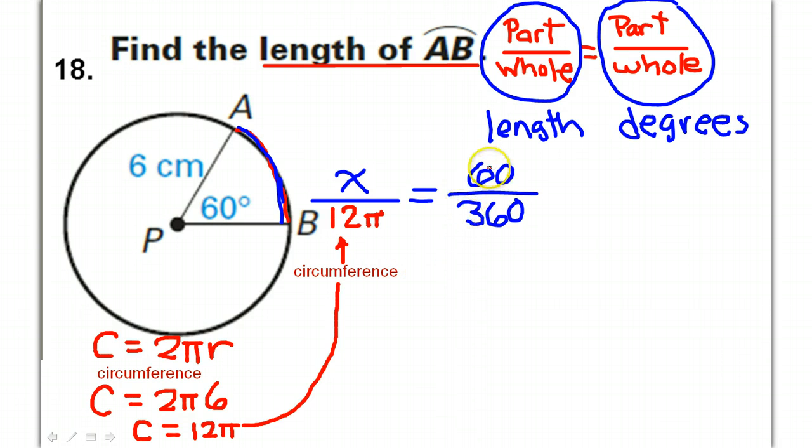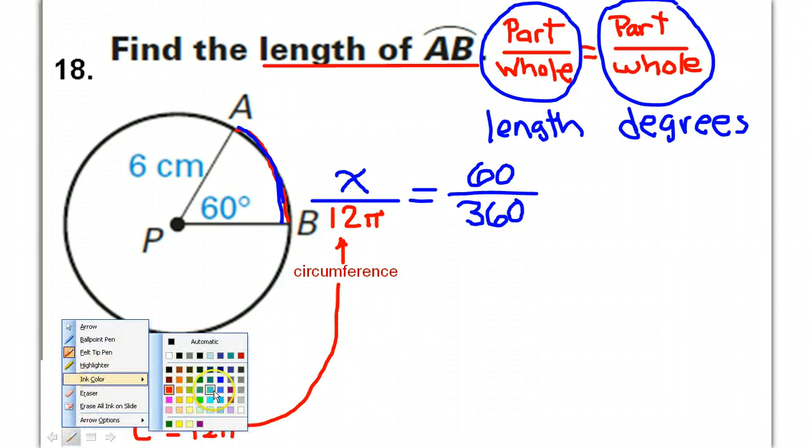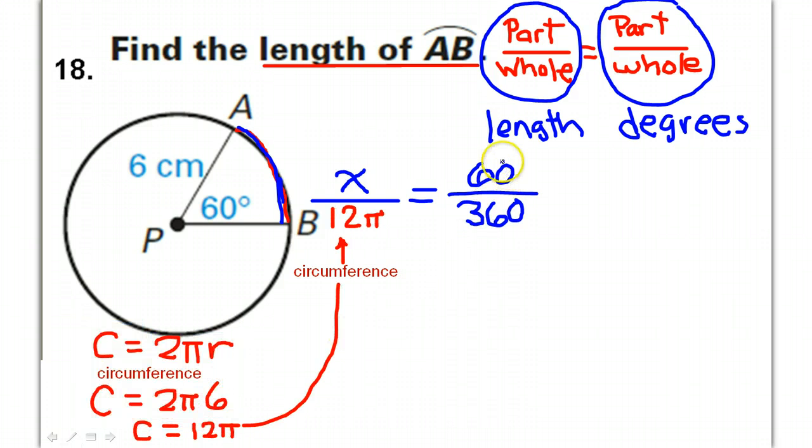Now, I highly recommend reducing this fraction immediately before you do anything else. Alright, so if we do that, imagine these zeros canceling out. We're dividing by 10. That would just be 6 over 36. 6 goes into 36 6 times. So we're going to wind up with x over 12 pi equals 1/6.